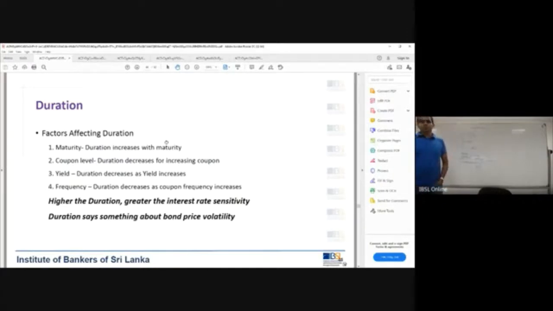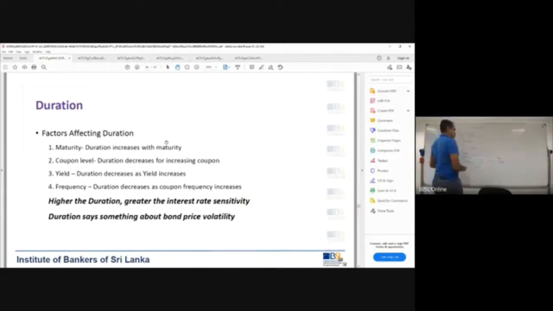Factors affecting duration, like what we discussed earlier. Obviously, the maturity. Duration increases with maturity. Long duration is associated with long maturity. Right? So long maturity bonds have long duration. Coupon level: duration decreases for increasing coupon. So low coupon, long duration. Yield: duration decreases as yields increase. So low yield, long duration. That also is another L. So these are the three main L's.